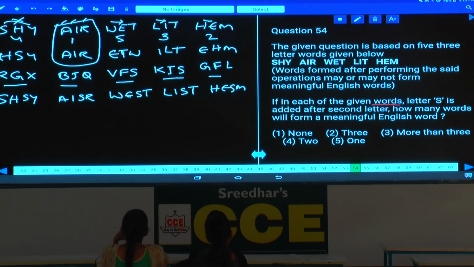Now among these 5, how many words will form a meaningful English word? Tell me how many words. WEST and LIST are the 2 words that can be formed. Choice 4. So question number 54, choice 4.